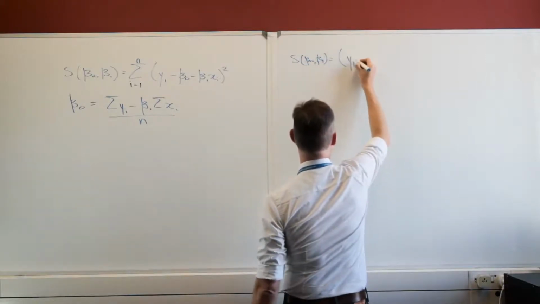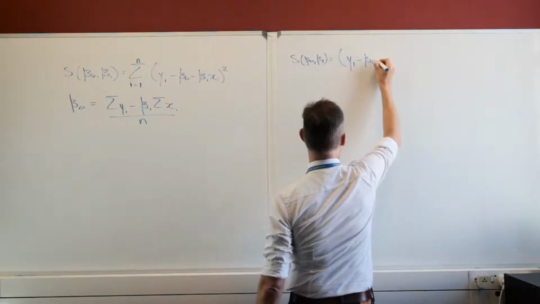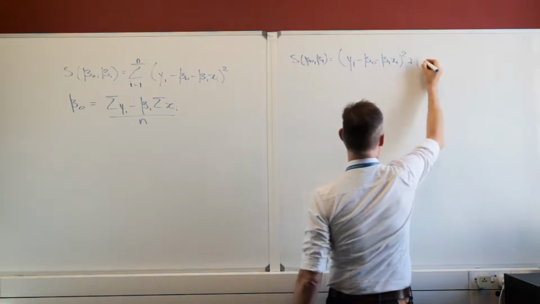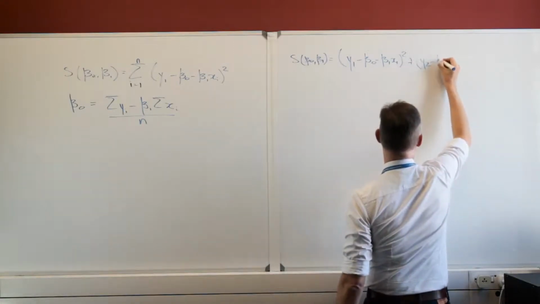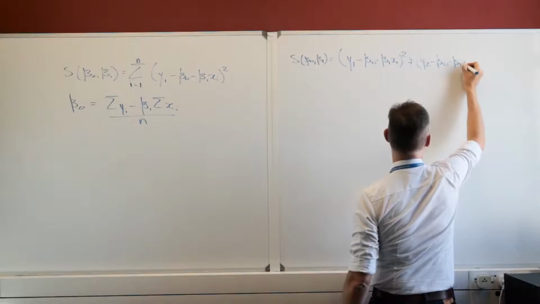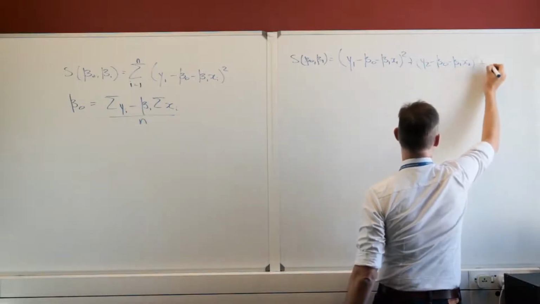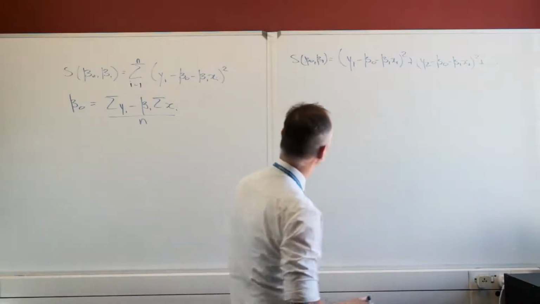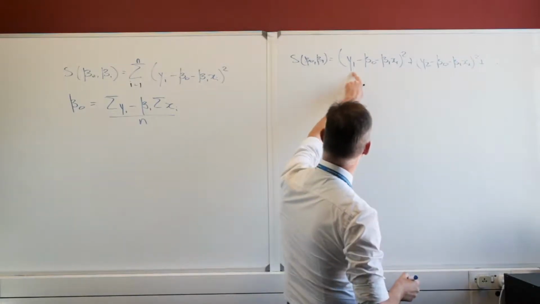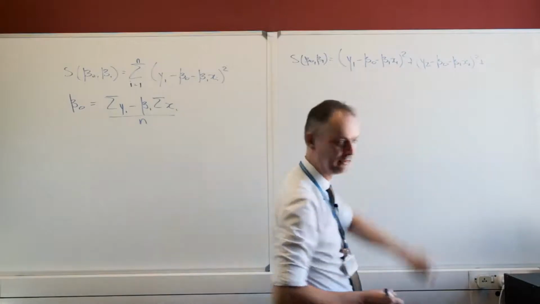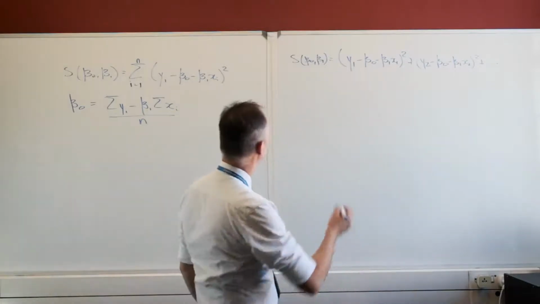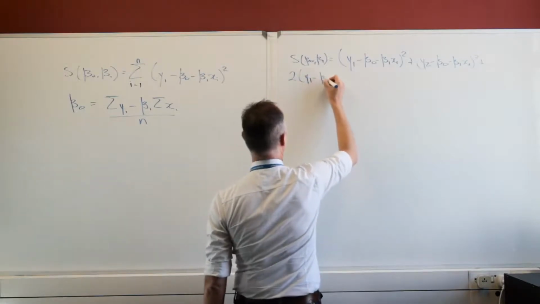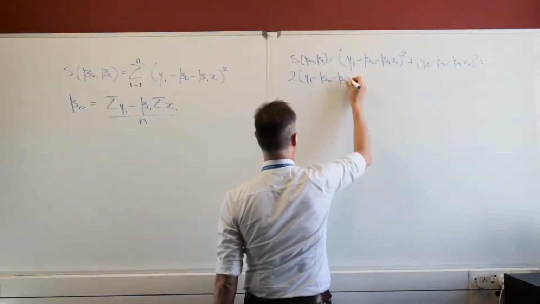So I'm going to have y sub 1 minus beta sub 0 minus beta sub 1 x sub 1, and that is squared, plus I'm going to have y sub 2 minus beta sub 0 minus beta sub 1 x sub 2, and that is squared, plus, and it carries on n times. Very simple to take the partial derivative using the chain rule, remembering this is a constant, that's a constant, and that is a constant. Let's just use the chain rule, so I'm going to be left with 2 times y sub 1 minus beta sub 0 minus beta sub 1 x sub 1.